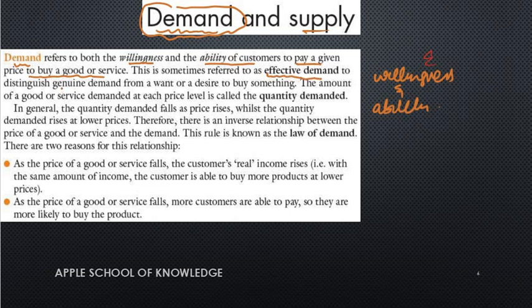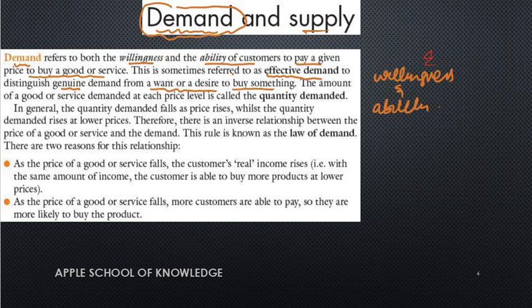That distinguishes a genuine demand from want and desire to buy something. You know, want and desire is the thing you are willing to buy or purchase, but you don't have the ability. Let's say a person says, okay, I need a BMW car, but he doesn't have money to purchase that thing. So this will not create demand for the company. Why? Because the company will only supply the product if they think that, okay, the consumer or the customer is willing plus they have the ability for the particular product.